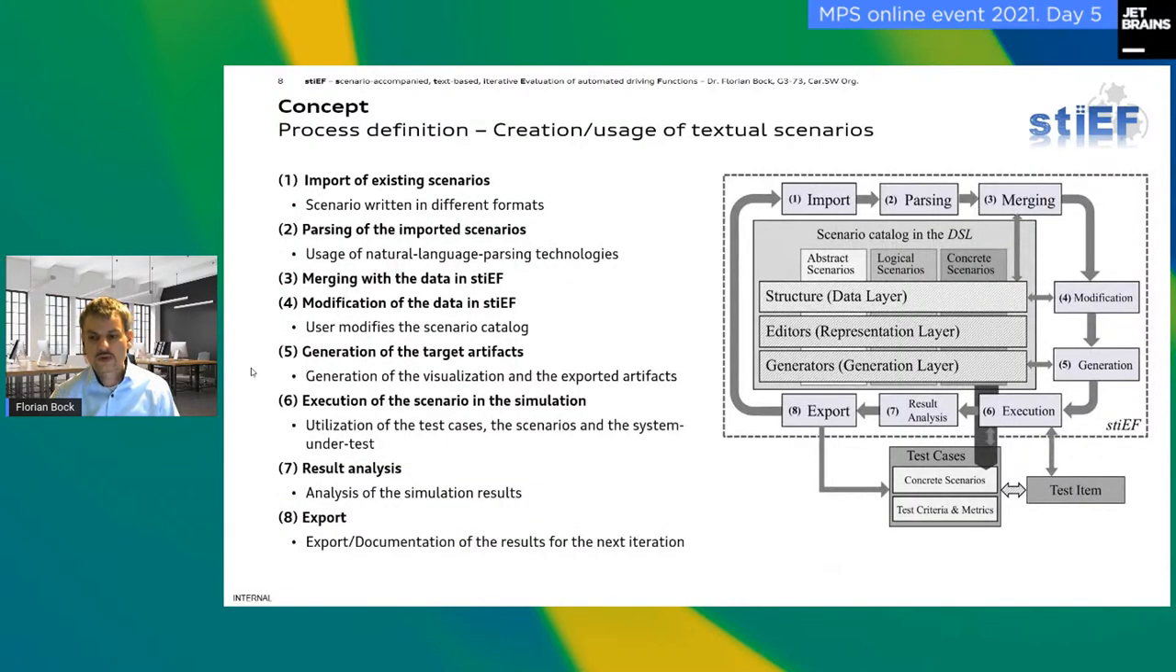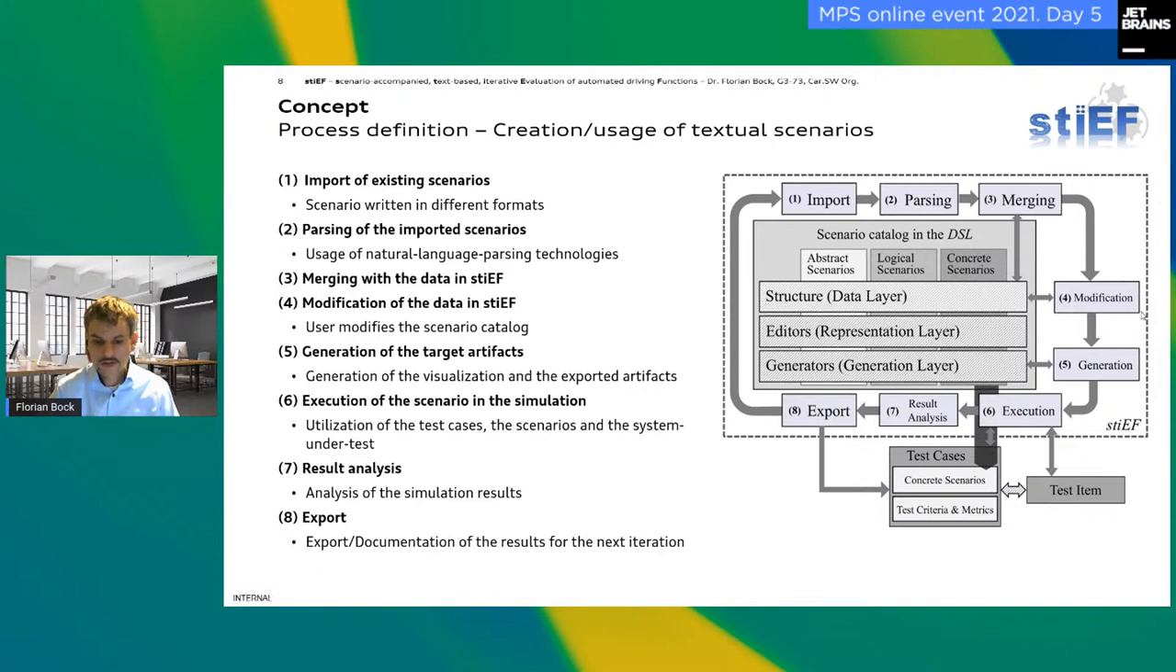So we have defined a process which consists of 8 steps. This process includes the different layers of levels of abstraction here in our scenario catalog with the structure, the editors, and the generators. So we are talking about generating things out of the language, other than Klaus before. The first step for us is to import already existing scenario descriptions. As you can imagine, there are already many document-based scenario catalogs, or tables. We can import those by using parsing technologies such as natural language parsing. Then we have to merge the information that we parsed into our scenario catalog that is already present in our project. If everything is done, then the user has the ability to modify the scenario catalog.